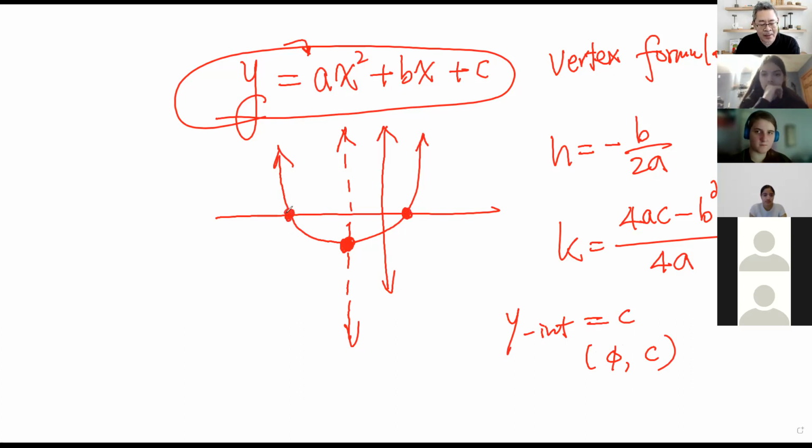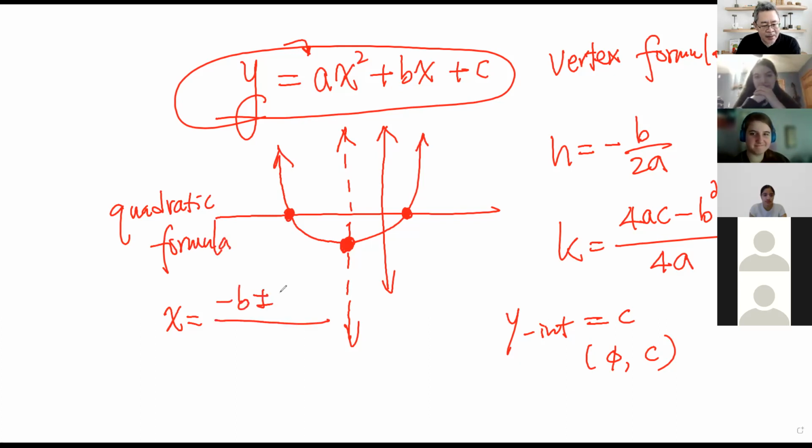To find that, we use what we just learned, the quadratic formula, which is negative b plus or minus the square root of b squared minus 4ac, all over 2a. So knowing there's our y-intercept, there is our x-intercept, and there's our vertex, we pretty much can graph the function.